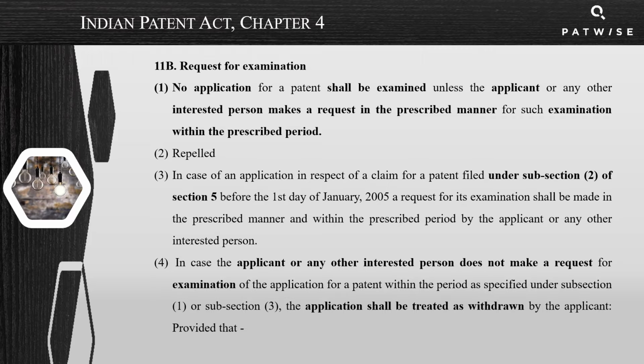Now subsection 2 is repealed. Subsection 3 relates to Section 5. So we'll move on to subsection 4. Subsection 4 says, in case the applicant or any other interested person does not file a request for examination, it is very important that the application will be treated as withdrawn. So there are no legal means wherein, once you miss the deadline of 48 months, you can go back and get the application in force again. Hence, this deadline of 48 months is very important. So a request for examination has to be filed either by the applicant himself or by any other interested person.